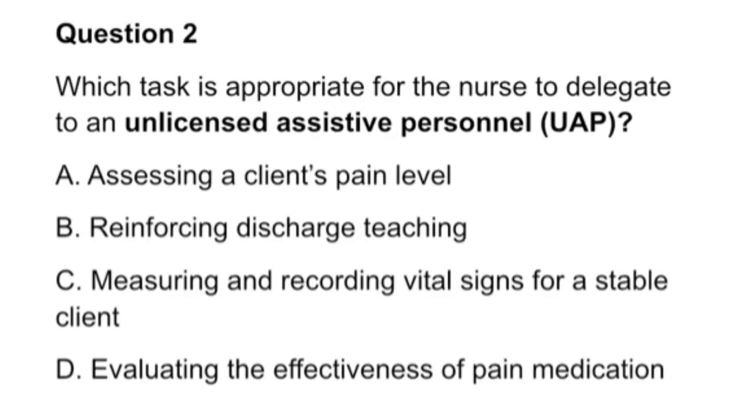Question 2. Which task is appropriate for the nurse to delegate to an unlicensed assistive personnel, UAP? A. Assessing a client's pain level. B. Reinforcing discharge teaching. C. Measuring and recording vital signs for a stable client. D. Evaluating the effectiveness of pain medication.